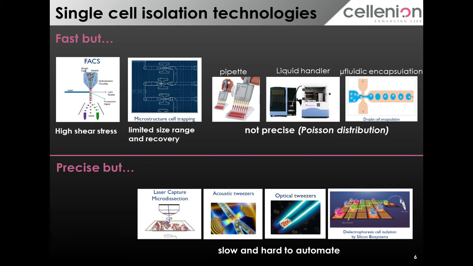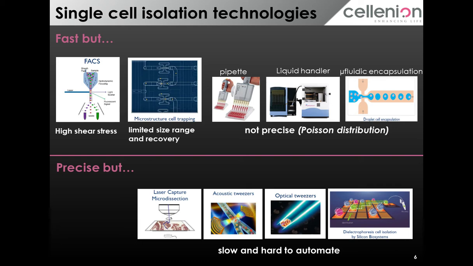Then you have the technologies using the Poisson distribution, such as the automated liquid handler or microfluidic encapsulation. As described before, these technologies are typically very quick. However, only a small proportion of the wells or microdroplets will contain a single cell. On the other hand, you have some technologies that are more precise, but these are typically hard to automate and fairly slow. This can be like laser capture, microdissection, or acoustic and optical tweezers.